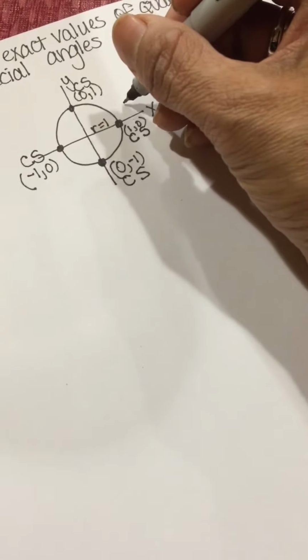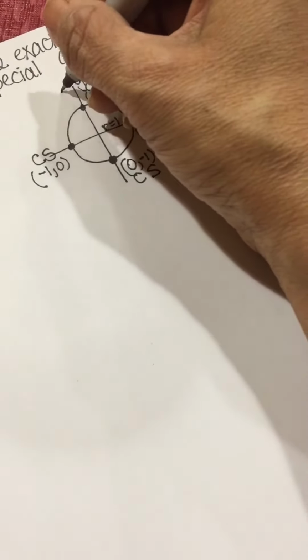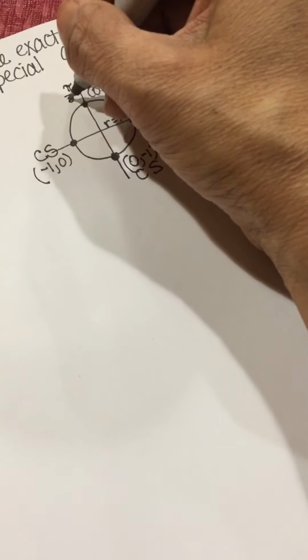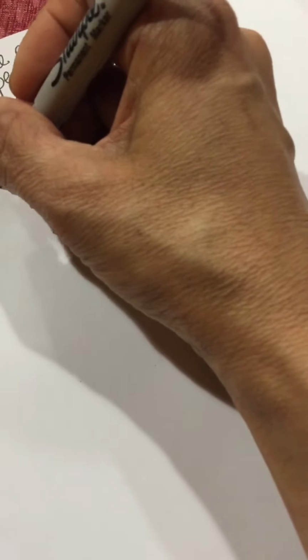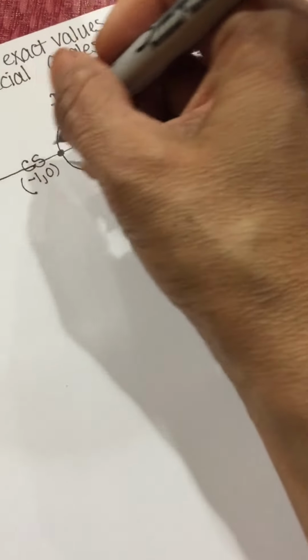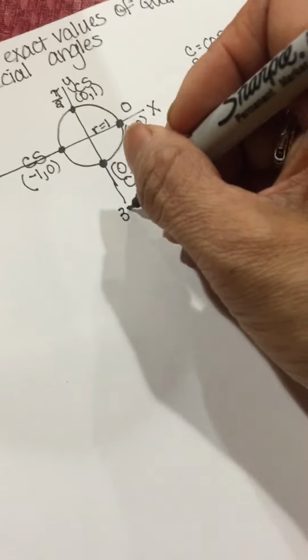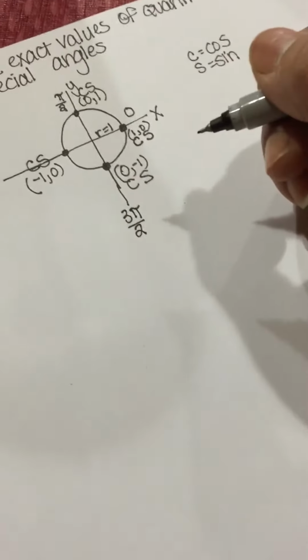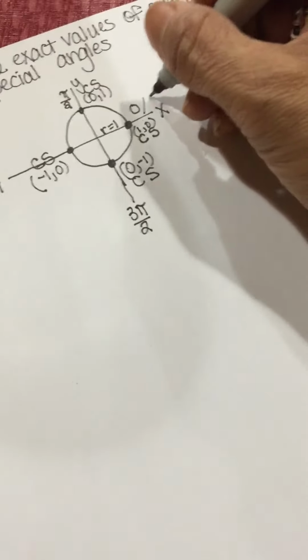Okay, so let's go through and name the radian values for this. If you're here, you're going to be at 0. If you come up here, you're at pi over 2. You come around here, you're at pi. If you come down here, you're at 3 pi over 2, which is 1.5 pi. You go all the way, a complete rotation around, you're at 2 pi. So these are your radian values.